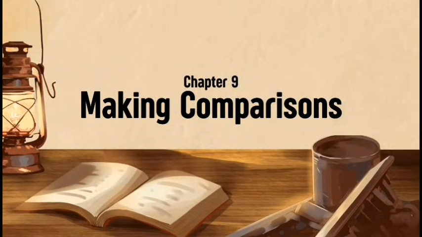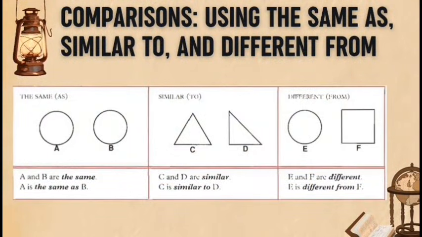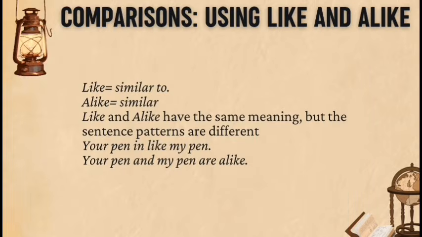Next, Chapter 9, Making Comparisons. Comparisons using the same as, similar to, and different from. Example of the same as. A and B are the same. A is the same as B. Similar to. C and D are similar. C is similar to D. Different. E and F are different. E is different from F.